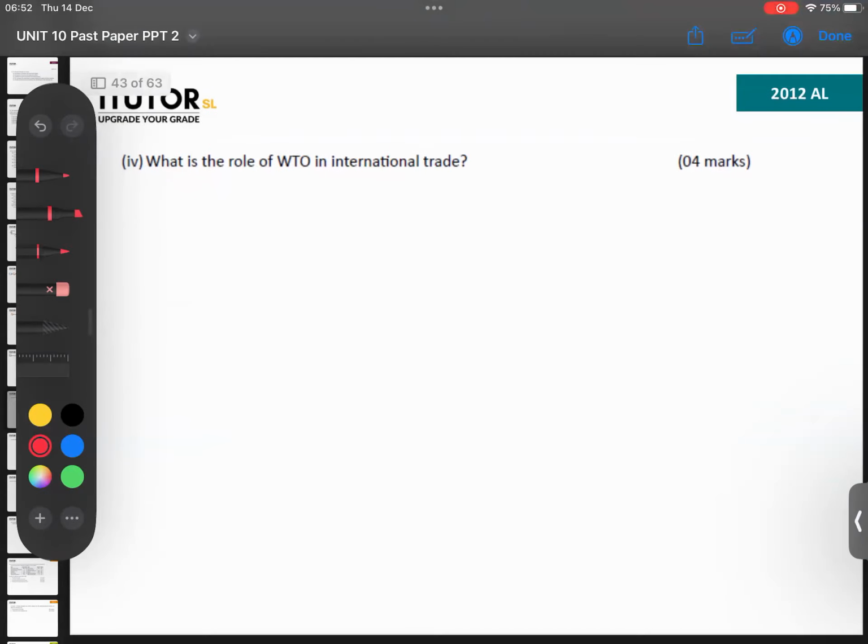Okay. Right. Then the fourth question. What is the role of WTO in international trade? Who is WTO? The World Trade Organization. So you need to talk about 4 roles now.